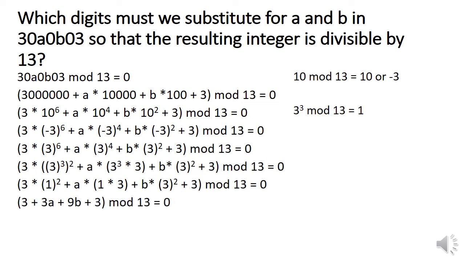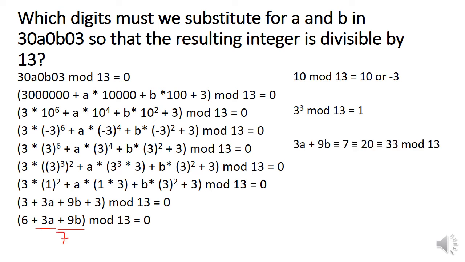So we end up with 3 plus 3a plus 9b plus 3 mod 13 equals 0. And if we sum both 3's, we get 6 plus 3a plus 9b mod 13 is 0. This means that the entire equation here, 6 plus all of this mod 13 equals 0, meaning that all this, the entire bracket here, should be a multiple of 13. So if we have a 6, 3a plus 9b should be a 7.